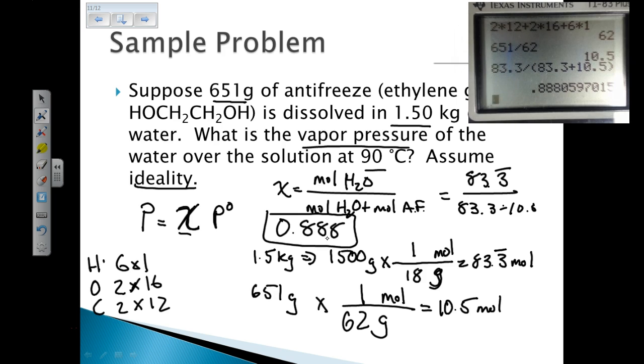Okay? So 88.8% of this solution is water. So now all we need to do is find what the vapor pressure of water is at 90 degrees, and we can use a table to do that.